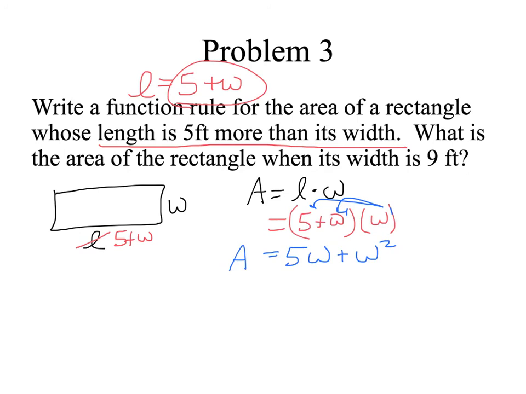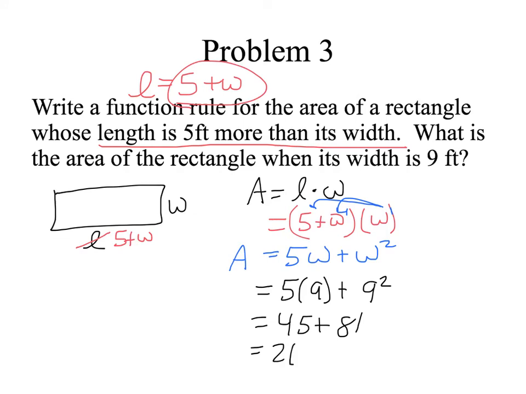And then it says, what is the area of the rectangle when the width is 9 feet? So we're going to plug in 9 for the width. So 5 times 9 plus 9 squared. So we have 45 plus 81 equals 126. And let's see, and then this is in feet, so our area would be 126 feet.